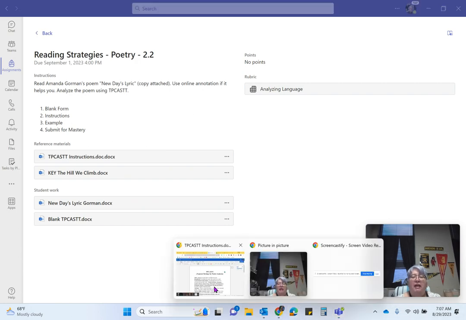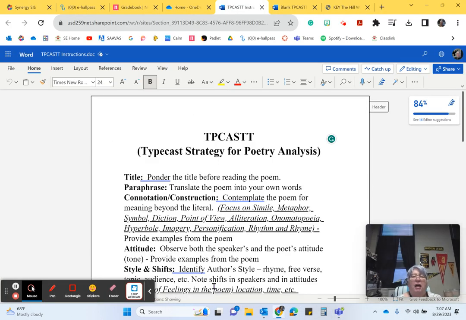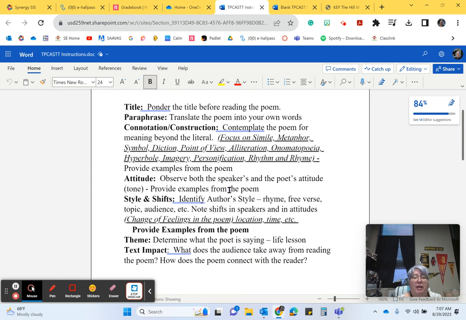So TPCASTT is a strategy used for poetry analysis, and it's an acronym, of course. So we've got title. What do you think the poem is going to be about before you even read the poem? So you would put that in that space. Then paraphrase. After you've read the poem, what do you think the poem's about in your own words? So what is the main idea of the poem?